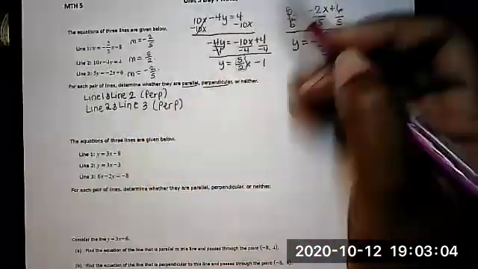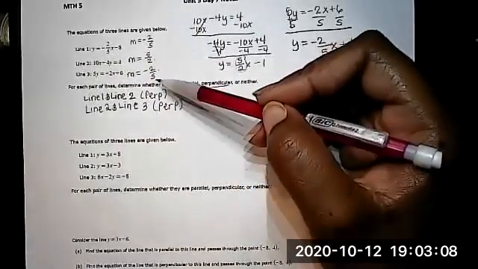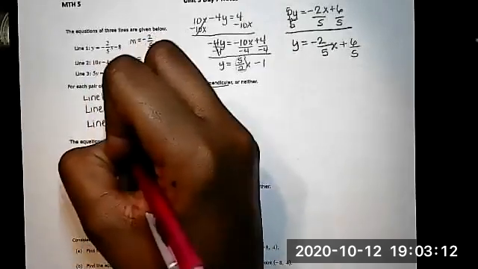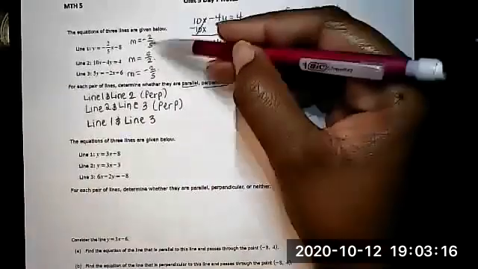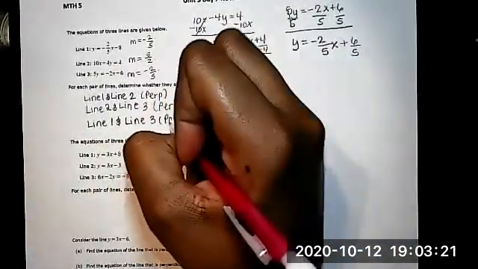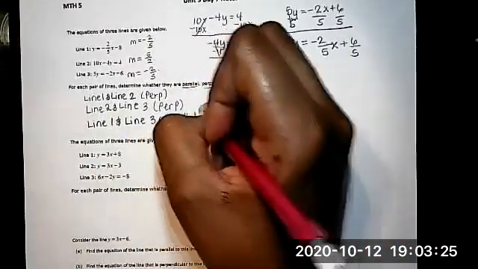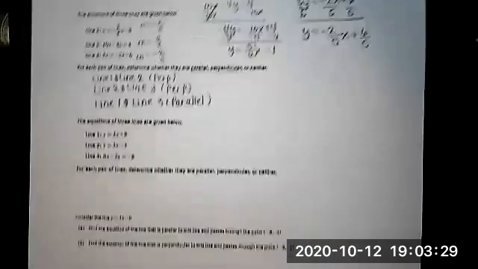And then finally we have line 1 and line 3. Line 1 and line 3 are the same. -2/5 and -2/5, those are parallel. Okay, parallel. So perpendicular, and then the parallels right there.